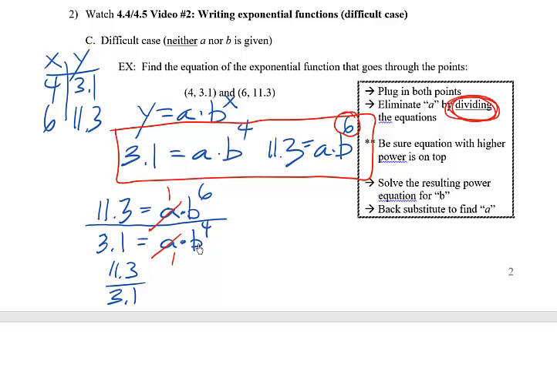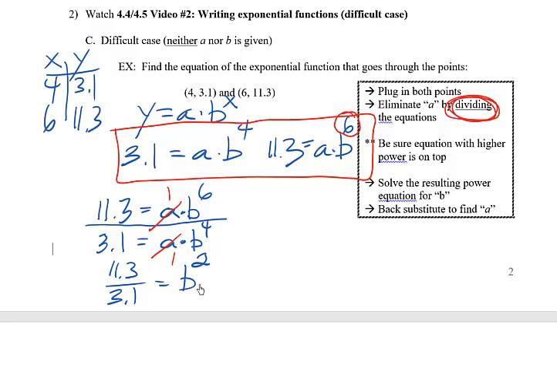How do you divide 2 items with the same base? Well, the base ends up on the top. In other words, there is no fraction anymore. And you simply subtract the top exponent minus the bottom exponent. 6 minus 4 is 2. This is now the resulting equation from dividing the previous 2. And it's great. The a is gone. I now have a simple equation involving b that I can solve.